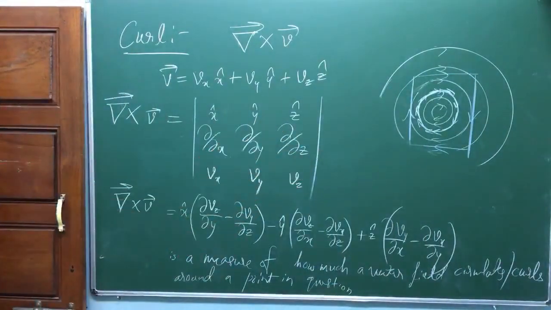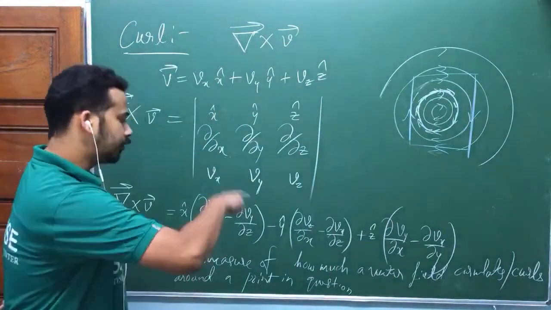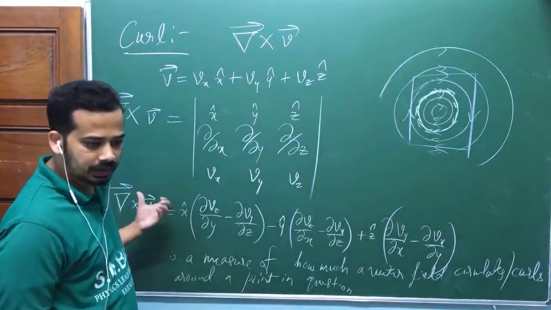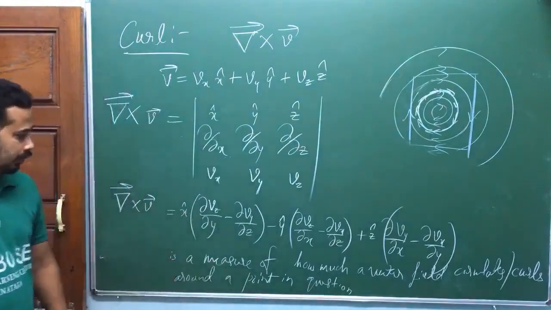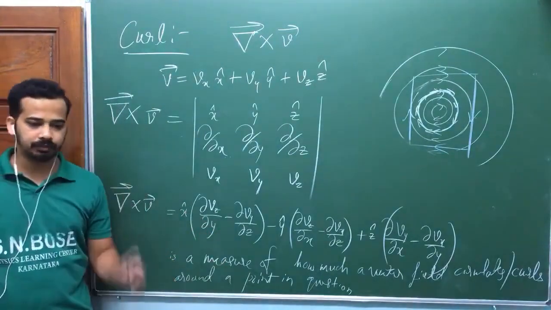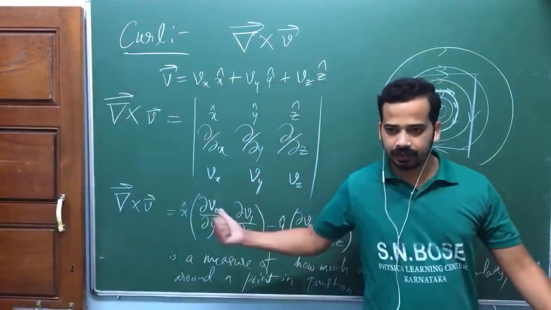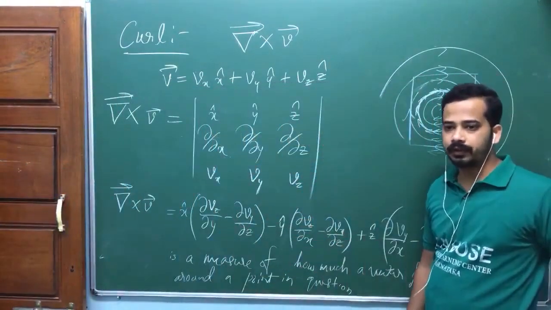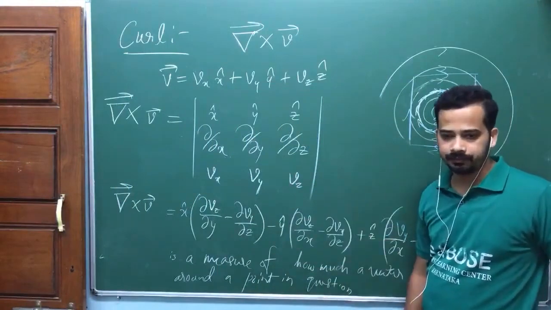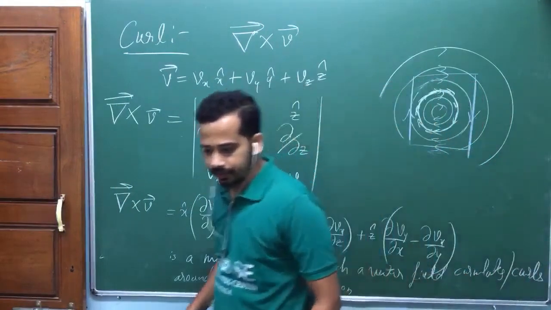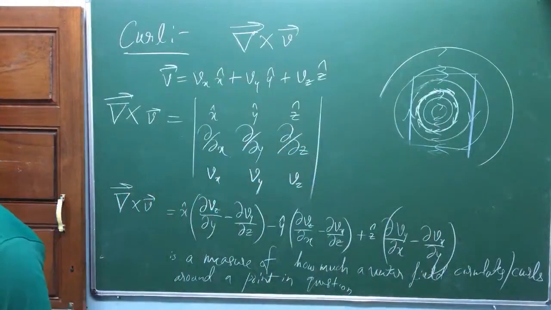It's a measure of how much a vector field circulates or curls around the point in question, because these are derivatives. You can take the curl of a vector field at some point. Now it acts like a vector, that's why it's a vector. Curl of a vector field is again another vector field.